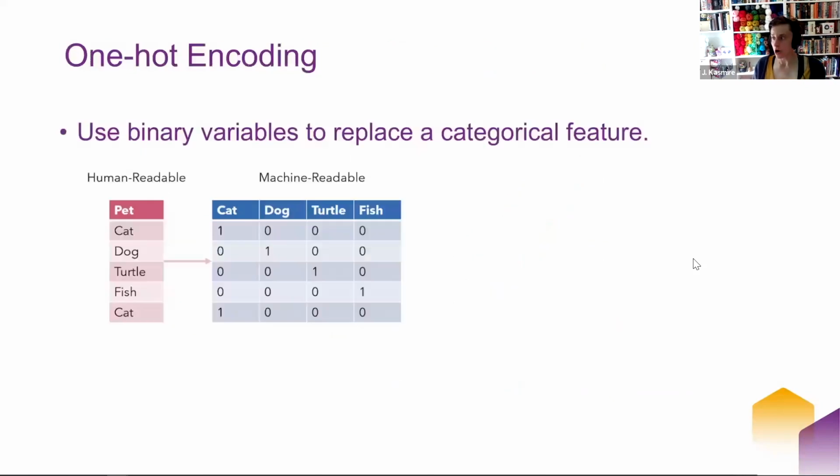Another one is one-hot encoding. And this is to transform a human-readable categorical variable in this feature, in this case, to a machine-readable sort of quasi-binary format. So cat now becomes represented as 1, 0, 0, 0, whereas dog is 0, 1, 0, 0, turtle is 0, 0, 1, 0, fish 0, 0, 0, 1. If we had more kinds of animals, we would need more columns here and more zeros. And there's only one non-zero per row.